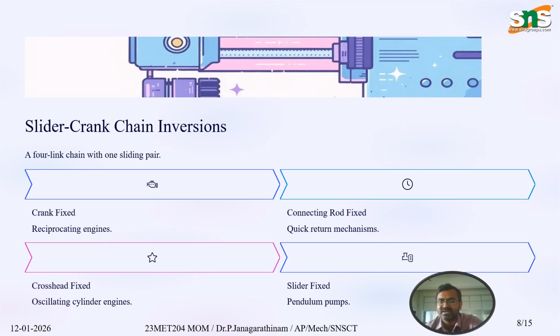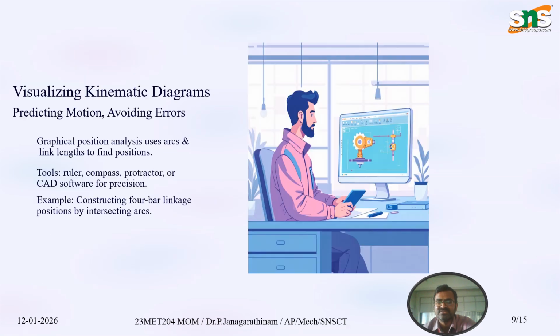Next, what are the slider crank chain inversions? First is the reciprocating engine mechanism, next the connecting rod fixed, quick return mechanism, then the crosshead fixed oscillating cylinder engine mechanism, and the slider fixed pendulum pump mechanism, and other varieties with different fixed points of the 4-bar mechanism and slider crank inversions. These are all the different units.